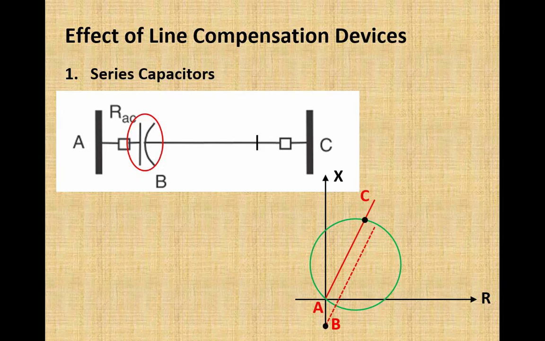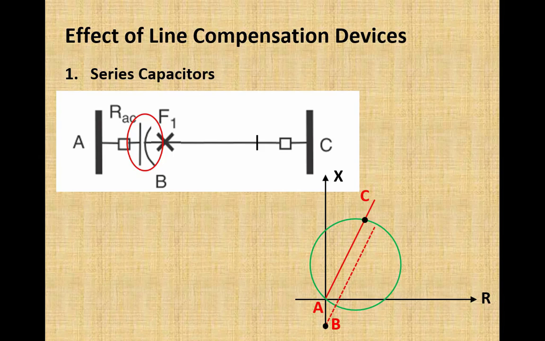Now this presence of the capacitor has created a discontinuity in the line impedance, and that discontinuity exists at points A and B. At A we have zero impedance, at B we have a negative impedance, and within no time, within no distance. So what does it mean? It means a fault here, a short circuit fault right after the capacitor.